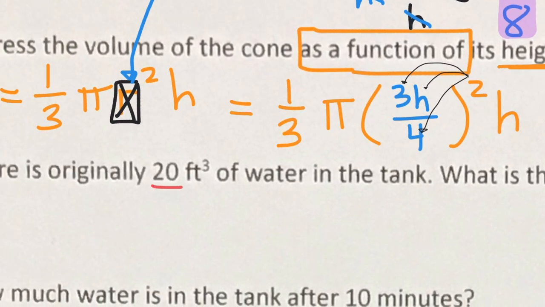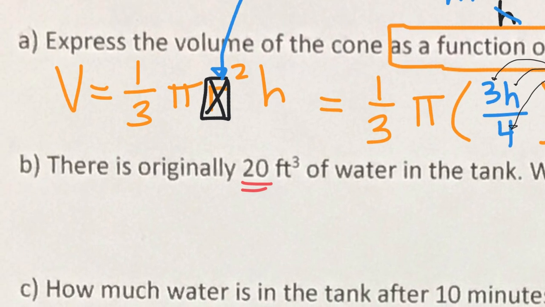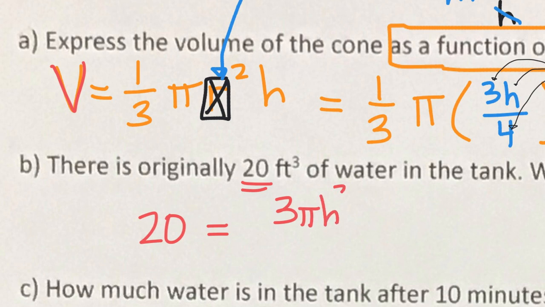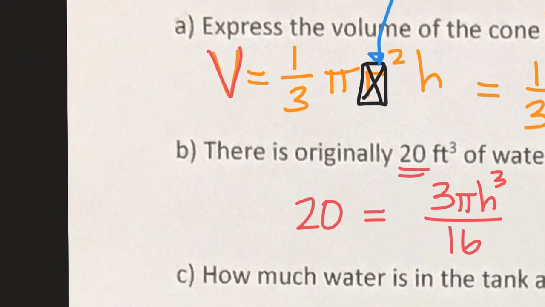If there is originally 20 cubic feet of water in the tank, that's your volume, what is the height? We set your 20 equal to the formula we just came up with, 3 pi h cubed over 16. We set the actual volume equal to the formula, and now we have to solve for h. There's a 4-step process.